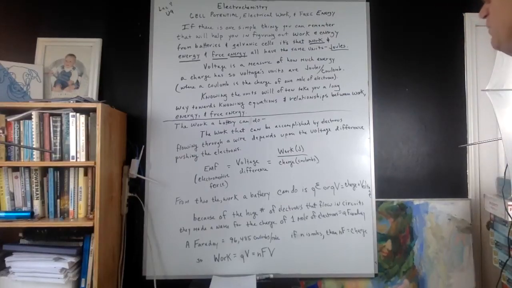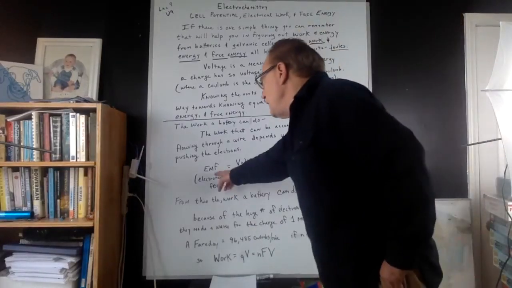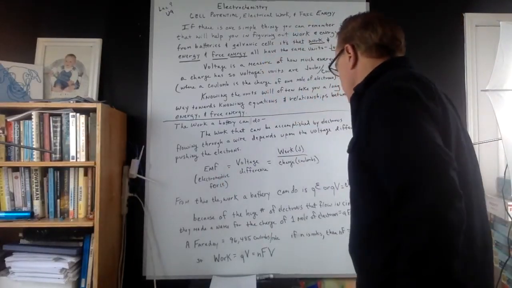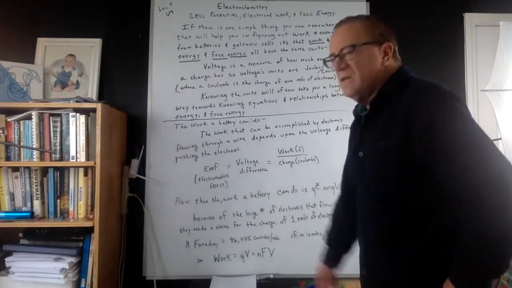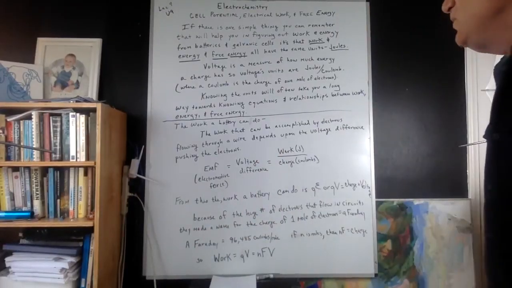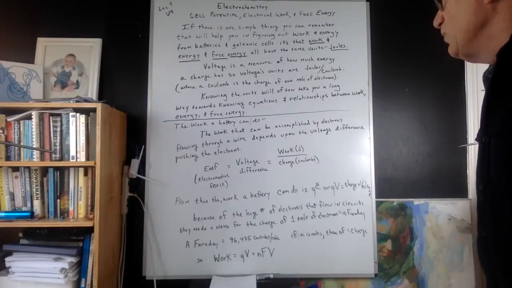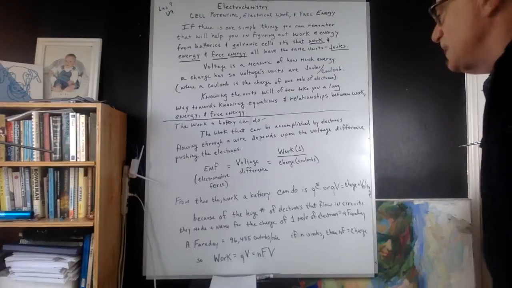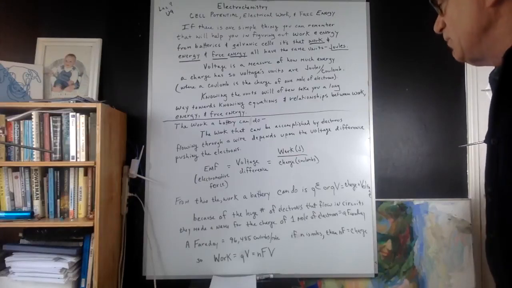the work that can be accomplished by electrons flowing through a wire depends upon the voltage difference pushing the electrons. And so we have this term EMF. It's given this symbol down here. It's just electromotive force. It is basically equivalent to voltage. So this EMF, electromotive force, equals a voltage difference, and that equals the work per unit charge. That's the work that you can get out of a coulomb of electrons moving around.